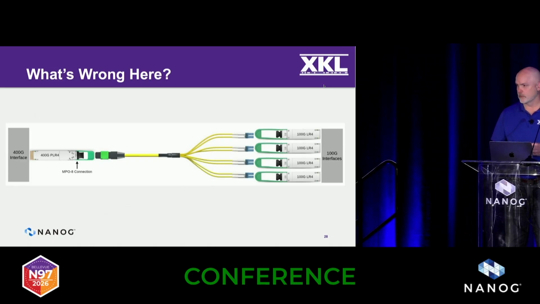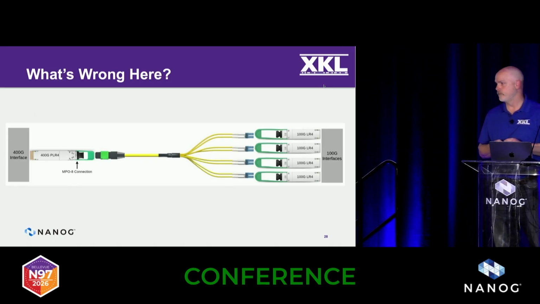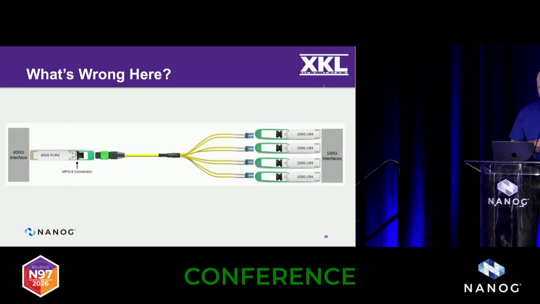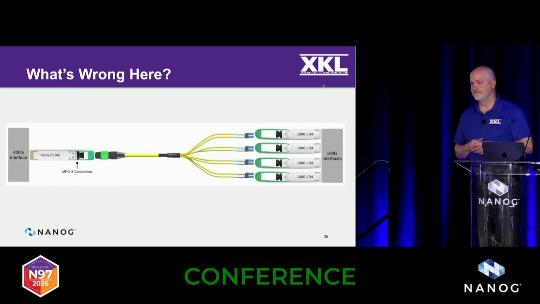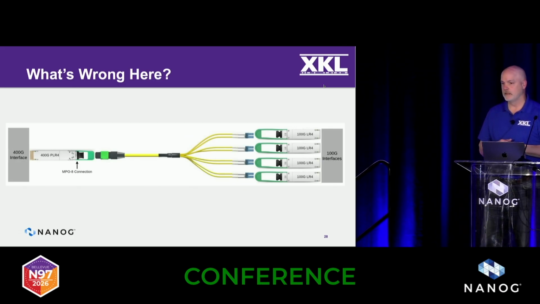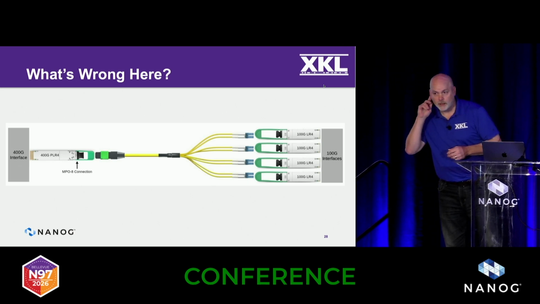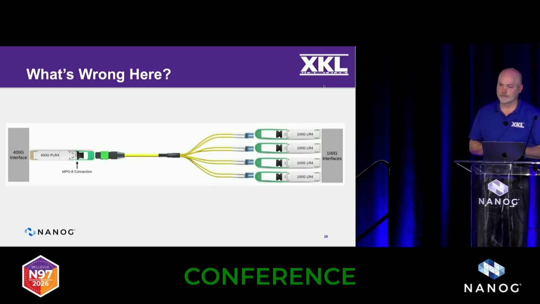All right, so what's wrong here? I've got a 400 gig PLR4 with the MPO breakout cable going to 400 gig LR4s. Should it be, I'm sorry? Okay, you can't answer any more questions. Too easy for you. Yes, precisely.